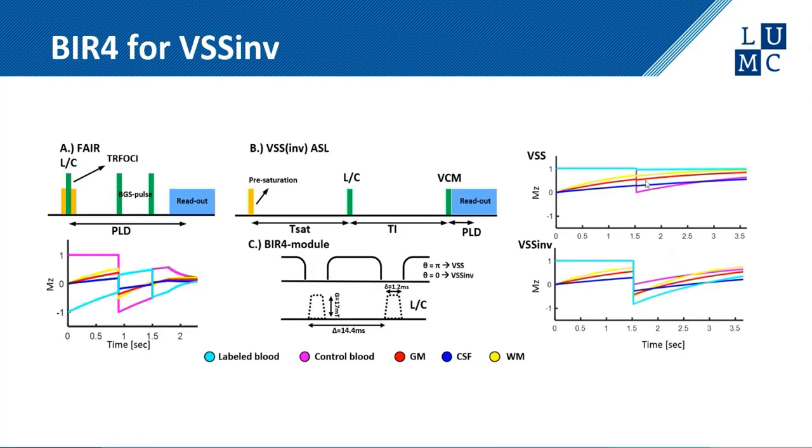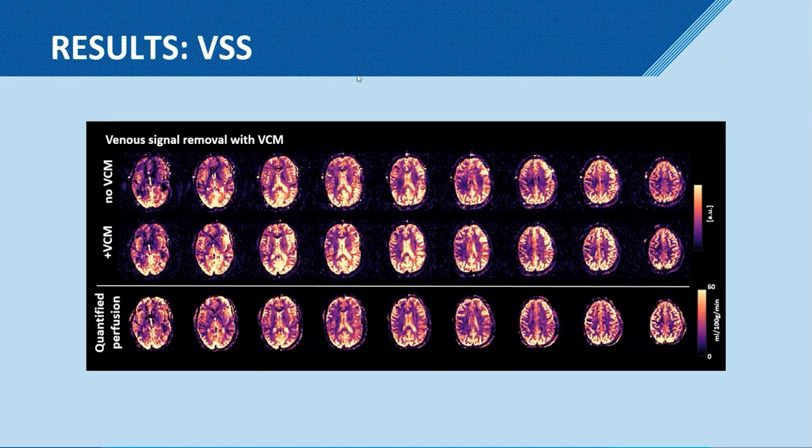That can be seen here on the right, where on top is the normal velocity selective saturation. If you focus on red, it just keeps going up, it's gray matter. And here in the velocity selective saturation, where the labeling is, you see that the static tissue is inverted. So that gives us intrinsic background suppression at the moment of the readout. And we compare that to the FAIR ASL that is at the moment, I think, the state of the art at 7 Tesla.